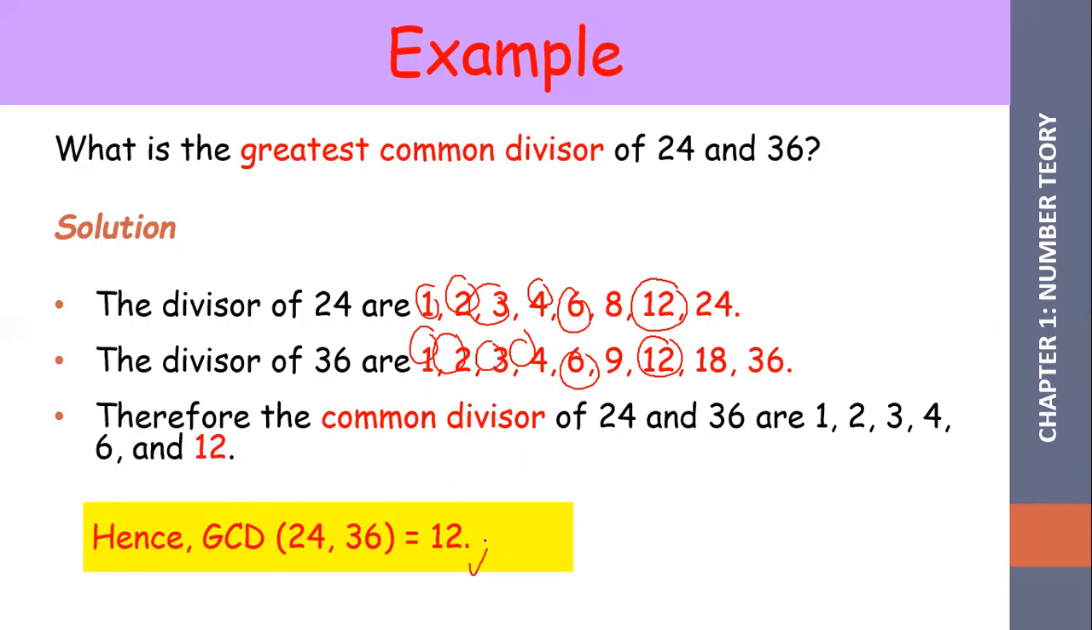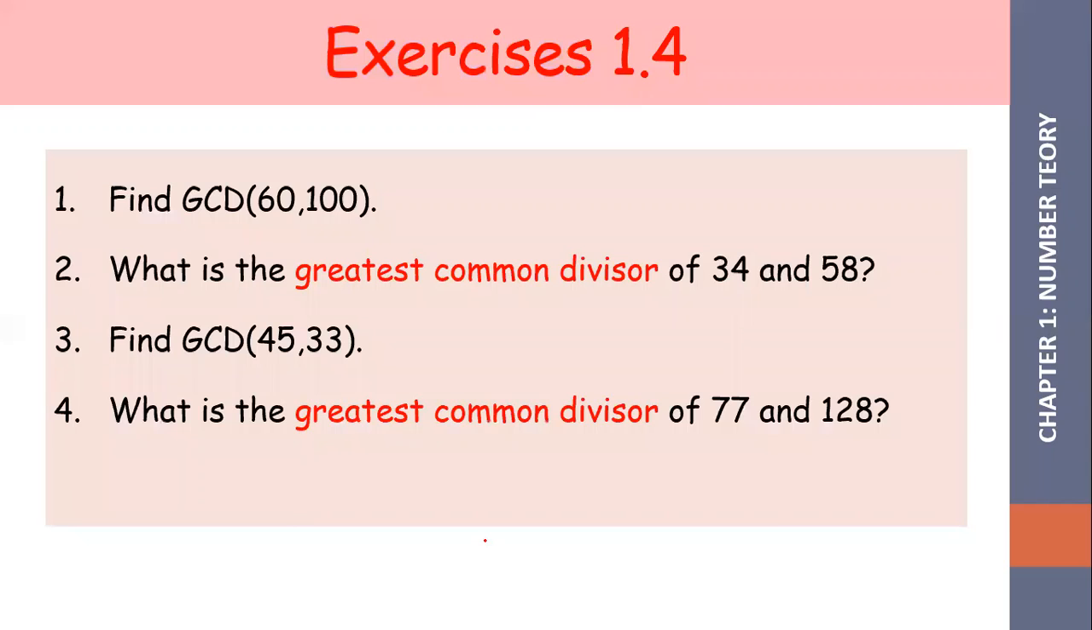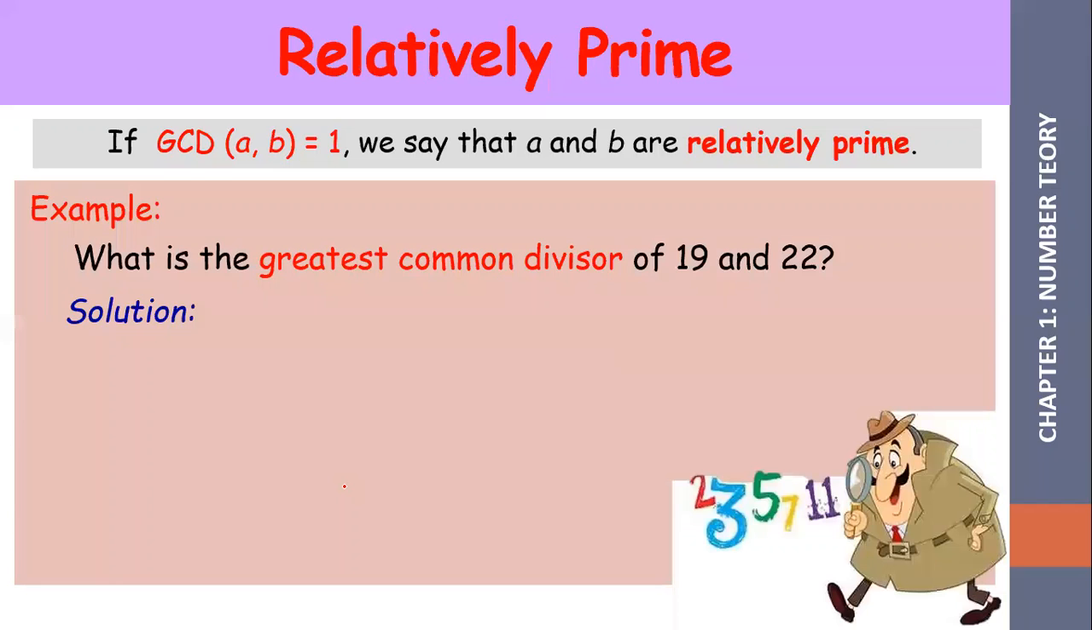Okay, that is GCD using the list down method. So this is an exercise again. Please do it for your better understanding. Okay, so we also have the second method, which is prime factorization.